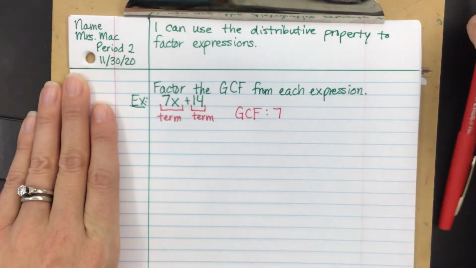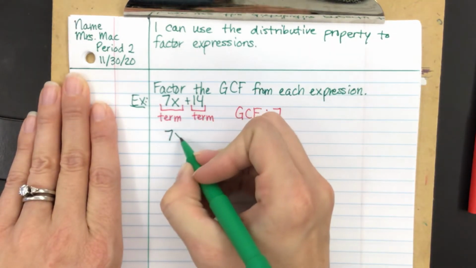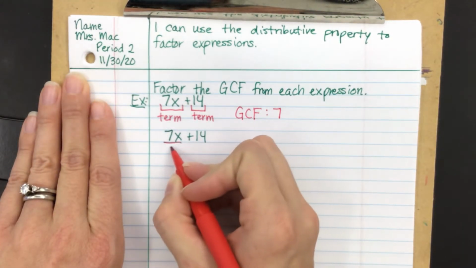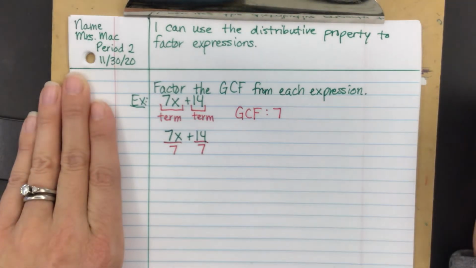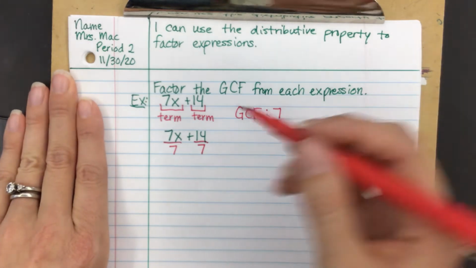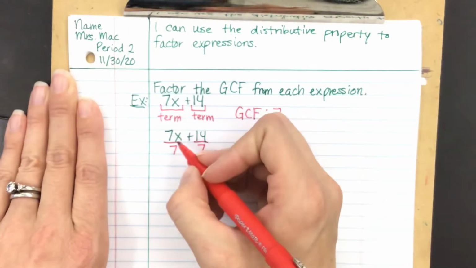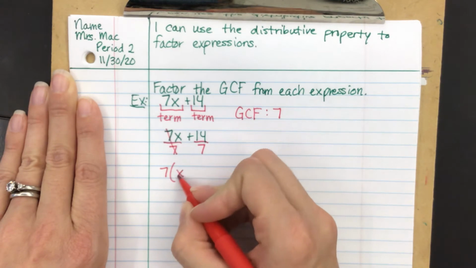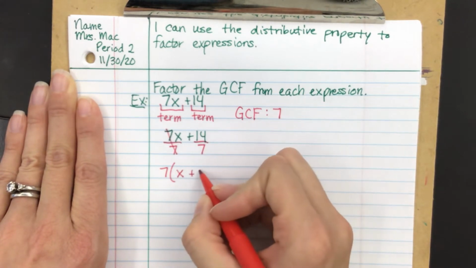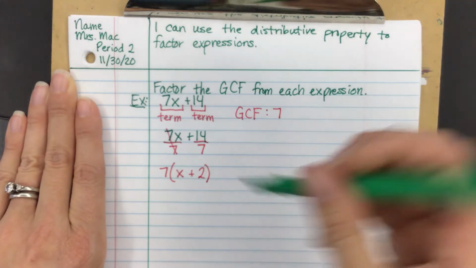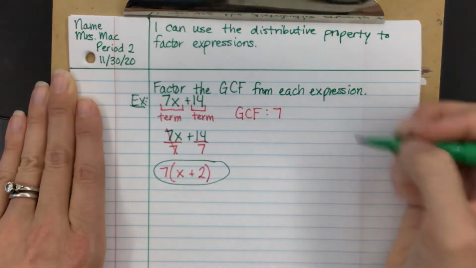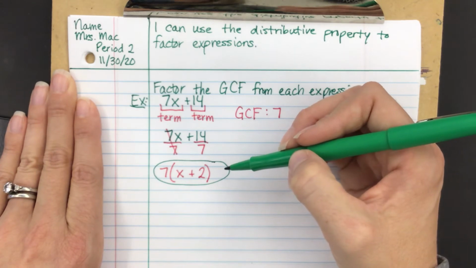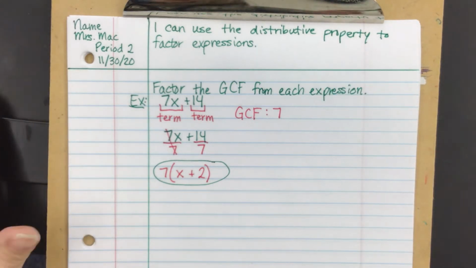Okay? So what we're going to do is take this expression. We've already decided that the greatest common factor is 7. So we are going to divide both terms by 7. So now we can rewrite this as 7 times, now 7 divided by 7 is just 1, so you're left with x. 14 divided by 7 is 2. So we can say that this expression is equivalent to this expression. All right? So we just went backwards. Just backwards a little bit.